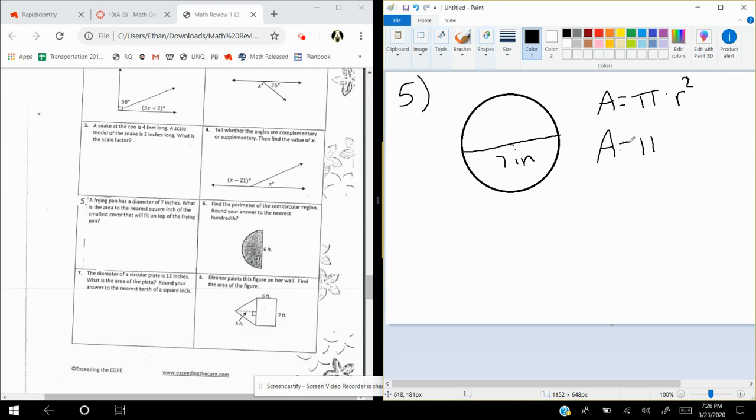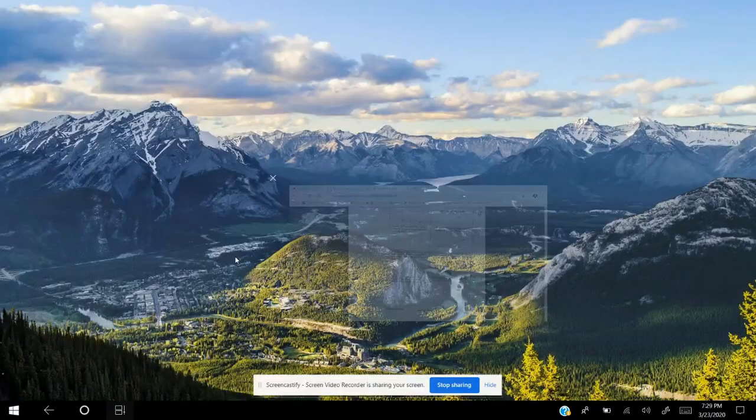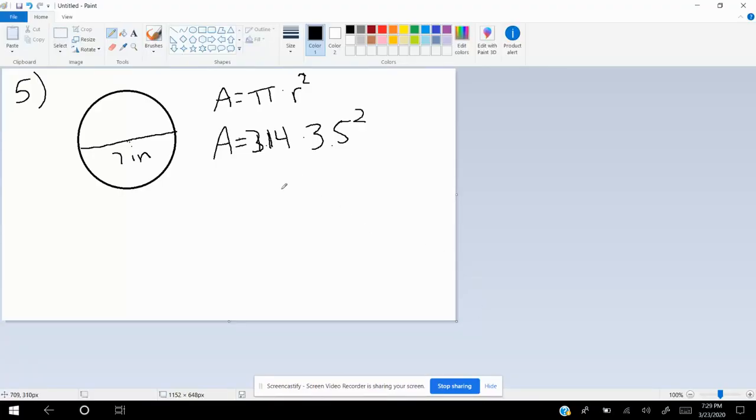We know what pi is. Pi is 3.14. We know what the radius is given the diameter. Diameter goes from side to side, it's a whole line segment. The radius is half of that. So what's half of 7? Half of 7 is 3.5, squared. So we had area equals 38.465.